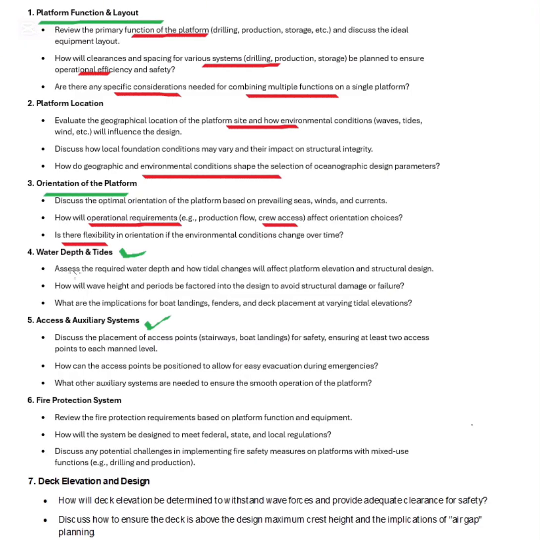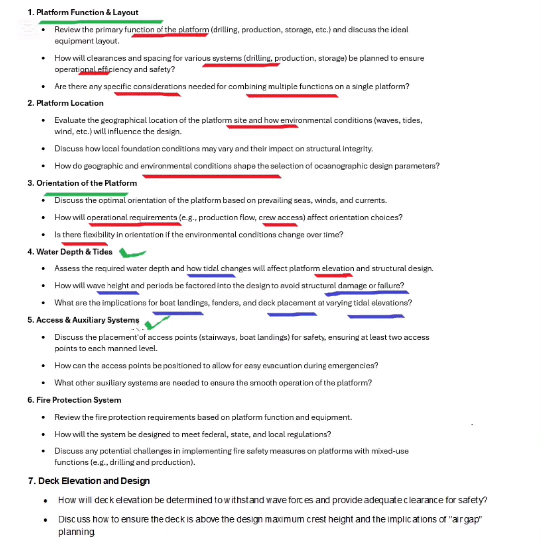Like water depth and tides: assess the required water depth and how tidal changes will affect the platform elevation and structural design. So these things are mainly important when we are designing the platform elevation structural design. Water depth as well as tidal changes we need to consider. We need to assess how wave height and periods will be factored into the design to avoid structural damage or failure. What are the implications for boat landings and fenders, deck placement at varying tidal elevations, because boat landings and others will vary based on the varying tidal elevations.